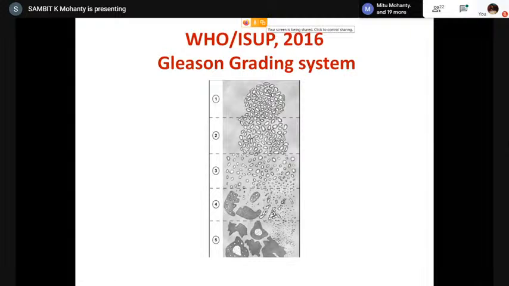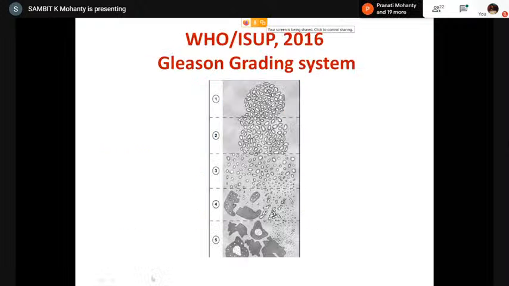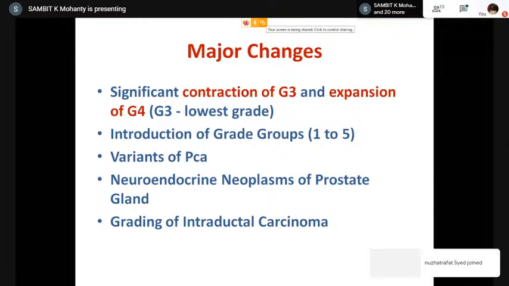So in 2016 and followed by that and till date, the 3 is a relatively homogeneous entity. So there is significant contraction of Gleason 3 and expansion of Gleason 4 and introduction of grade group, which is 1 to 5.